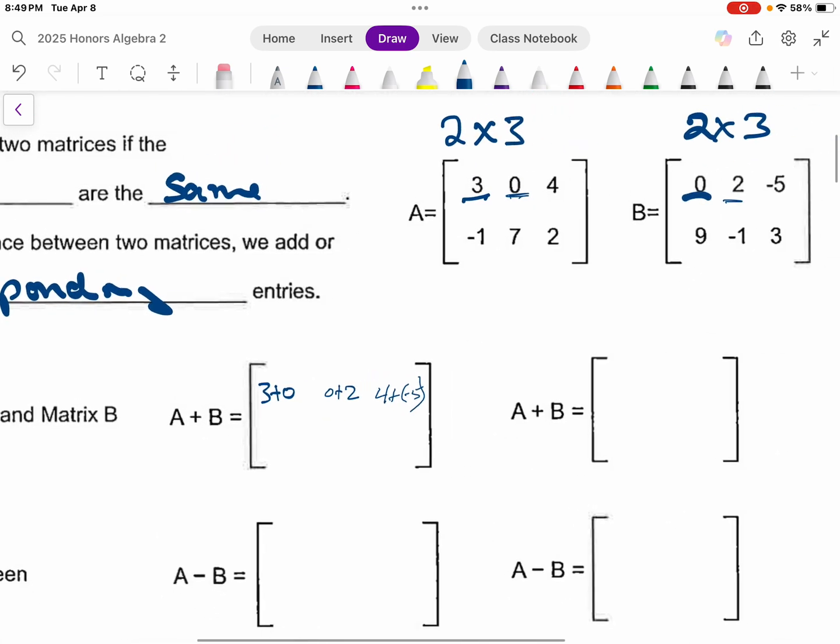And then we go to the next row: negative 1 plus 9, then 7 plus a negative 1, and then 2 plus 3. So my final simplified answer, the sum of the two matrices, would be 3, 2, negative 1, 8, 6, and 5.